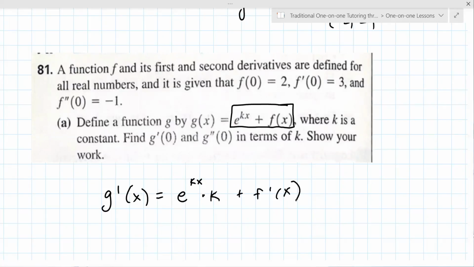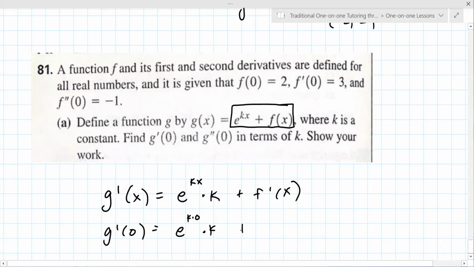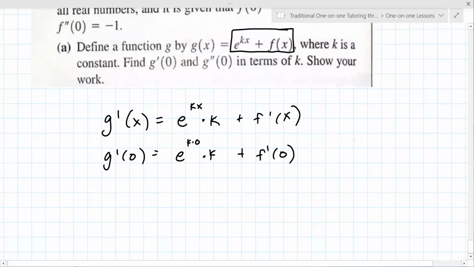Okay, so it says find g prime of 0. So g prime of 0 equals e to the k times 0, times k, plus f prime of 0. Do we know f prime of 0? Yes, we do. It's 3. So this is plus 3. E to the 0 is 1. So this is k.